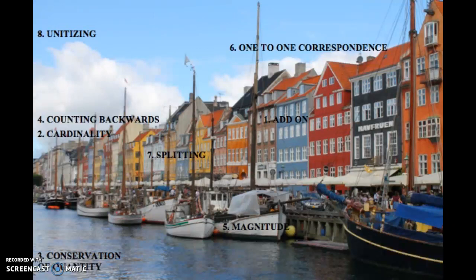The 8 terms that I decided to use and include in my landscape are add-on, cardinality, conservation of quantity, counting backwards, magnitude, one-to-one correspondence, splitting, and unitizing. My first term is add-on, and it's on the buildings in the middle by the brown and blue house, and I just felt like all the components of the house were a great representation of this term.